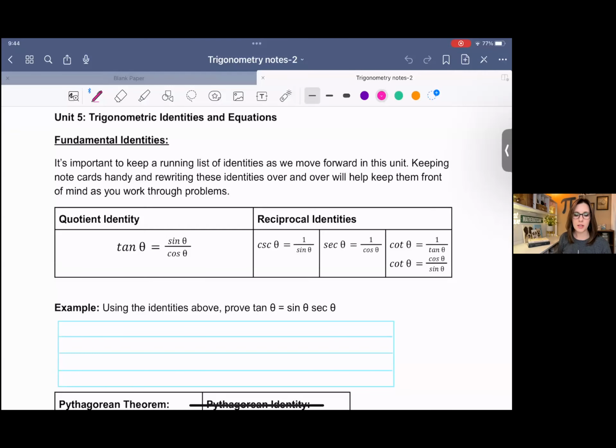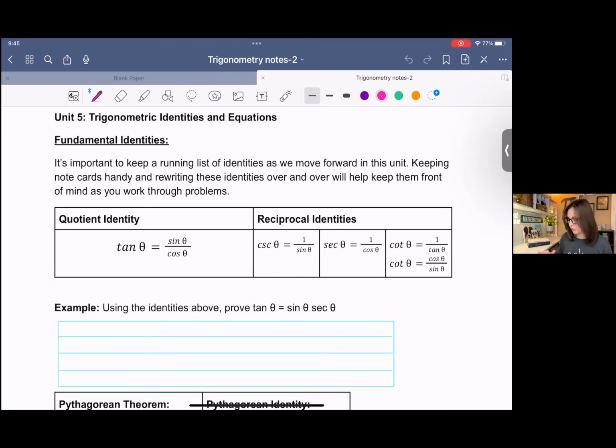I have a couple identities listed here that you might either highlight or put on that sheet of paper or note card that you're keeping track of. These are identities that you're probably familiar with, but I'm rewriting them here so that they're available as we work through these problems. We have the quotient identity, which is tangent of theta equals sine over cosine, and then we have our reciprocal identities. So depending on the problem, you can use these to help manipulate equations to prove things.